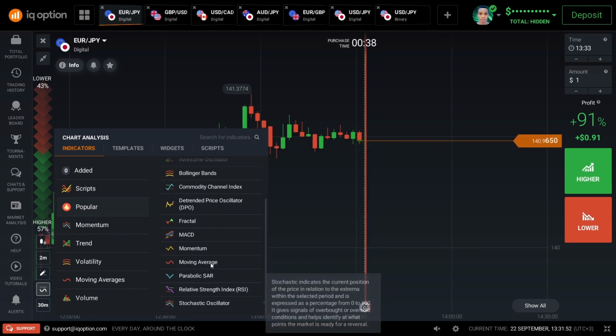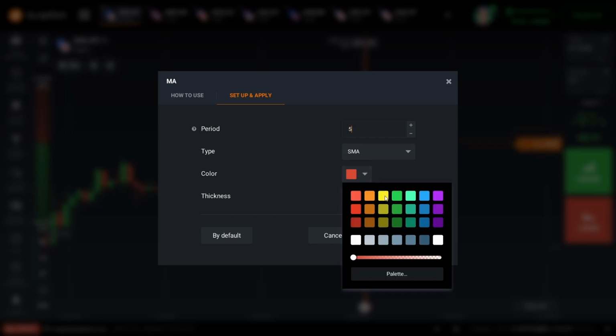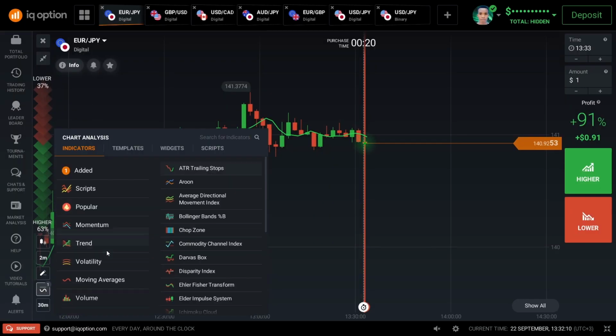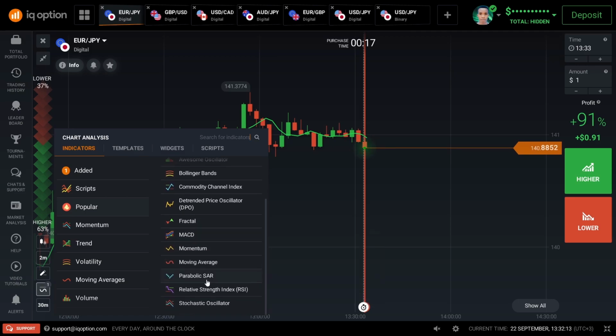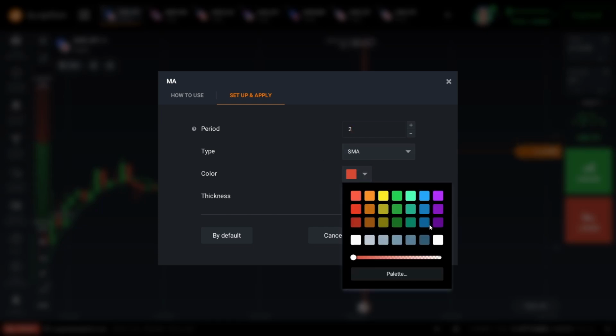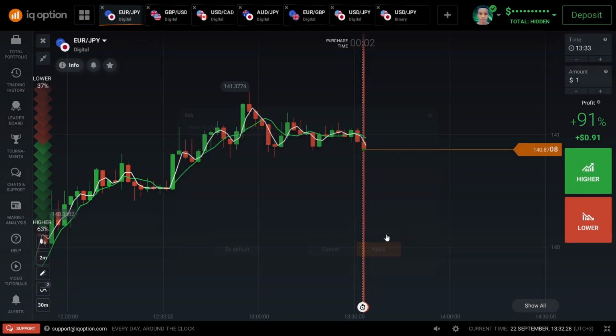I want to use moving average. Period, I want to use 5. Type, I want to use simple moving average, and the color I want to change to green. Thickness, I want to increase and apply. And I want to add another moving average, but the period in this moving average I want to decrease to 2. Type, simple moving average, and the color I want to use white. I want to increase thickness and apply.